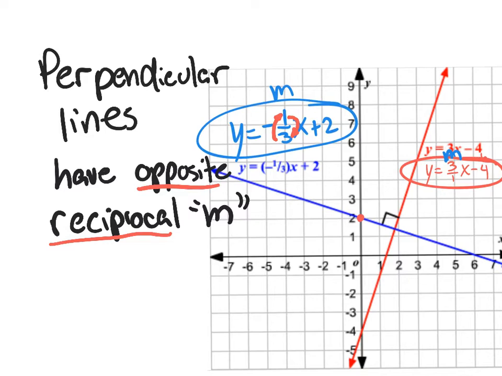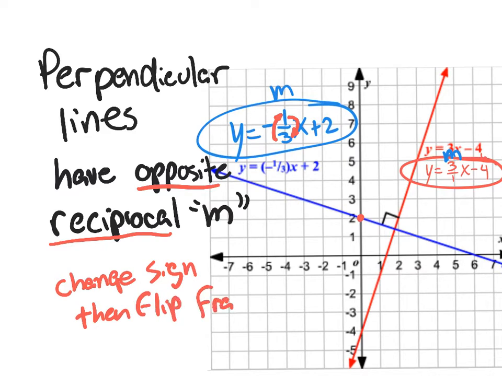So once again, parallel lines have the same slope. Perpendicular lines have opposite reciprocal slopes. Or if you want to write it this way, you could say change sign, then flip fraction. You could say it that way also. But we need to have this memorized. Parallel is the same slope. Perpendicular, you change the sign and you flip the fraction. Okay. Now that's going to give us a lot of information, especially when we try to do the homework today. Let's check it out.